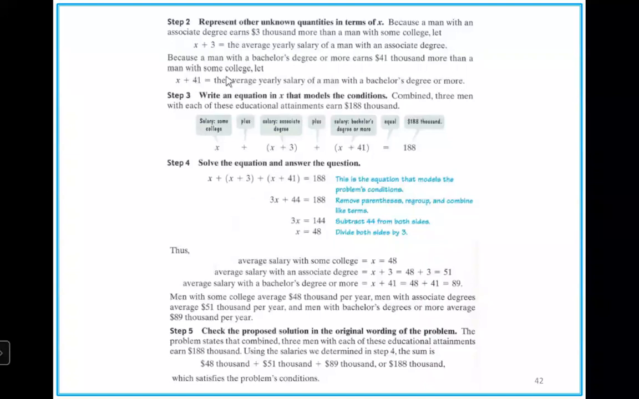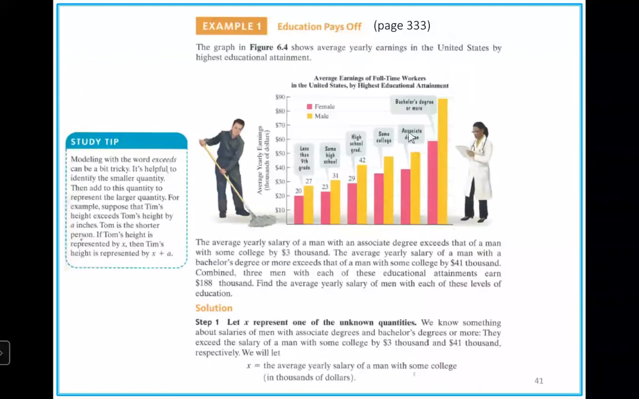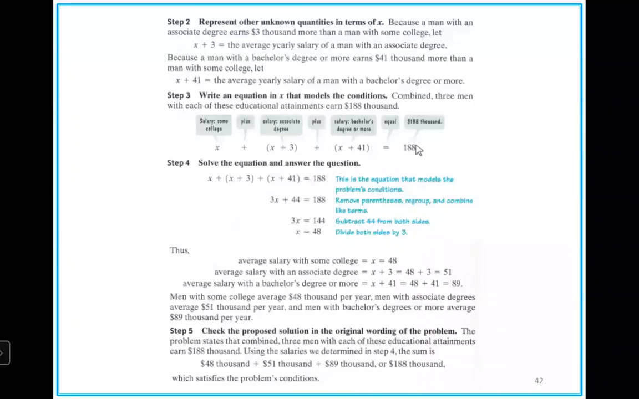average yearly salary. So we can now write an equation because we know that the person with some college degree, which is X, plus the person with an associate degree, which is X plus 3, which we have up here, and the person with a bachelor's degree, which would be X plus 41. Altogether, they earn 188,000 based on what the question tells us right here. Okay. So that's where we got that 188 from. So if you add them up together, X plus X plus 3 plus X plus 41, you get 188.